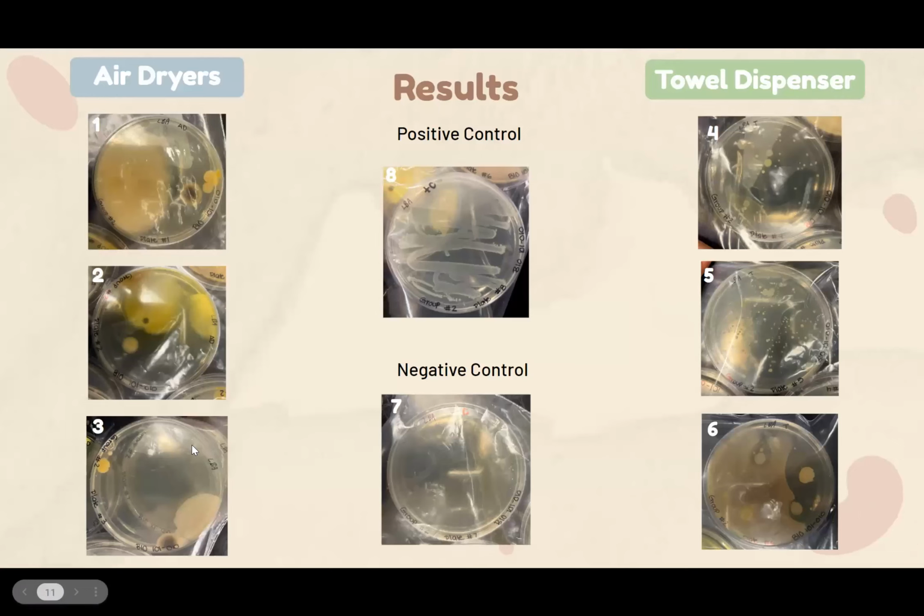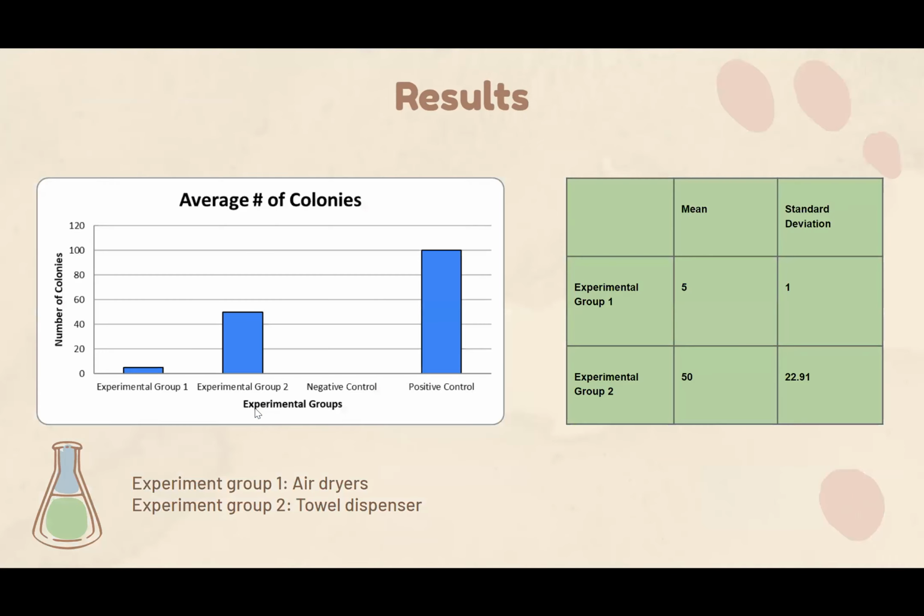So here are our results for Germs Everywhere part 2. As you can see, the air dryers had much larger colonies, but still fewer colonies. They averaged about 5 colonies per plate, while the towel dispenser averaged about 50. They had a lot smaller colonies and a lot more colonies. The positive control again averaged about 50, and the negative control had 0 colonies.